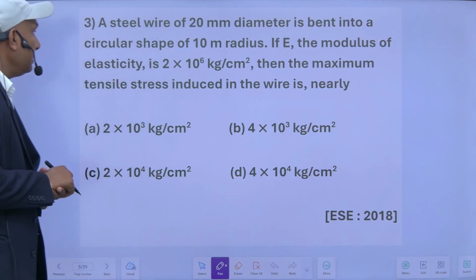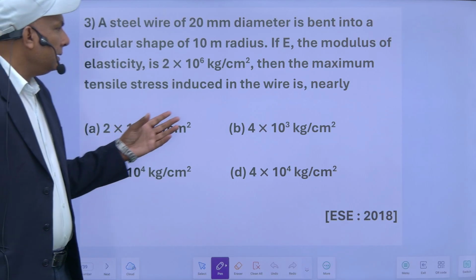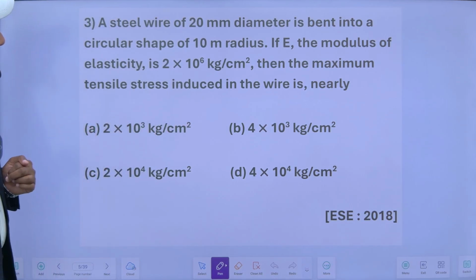On the next question, a steel wire of 20 mm diameter is bent into a circular shape of 10 meter radius. If E is the modulus of elasticity, then the maximum tensile stress induced in the wire is nearly this much.